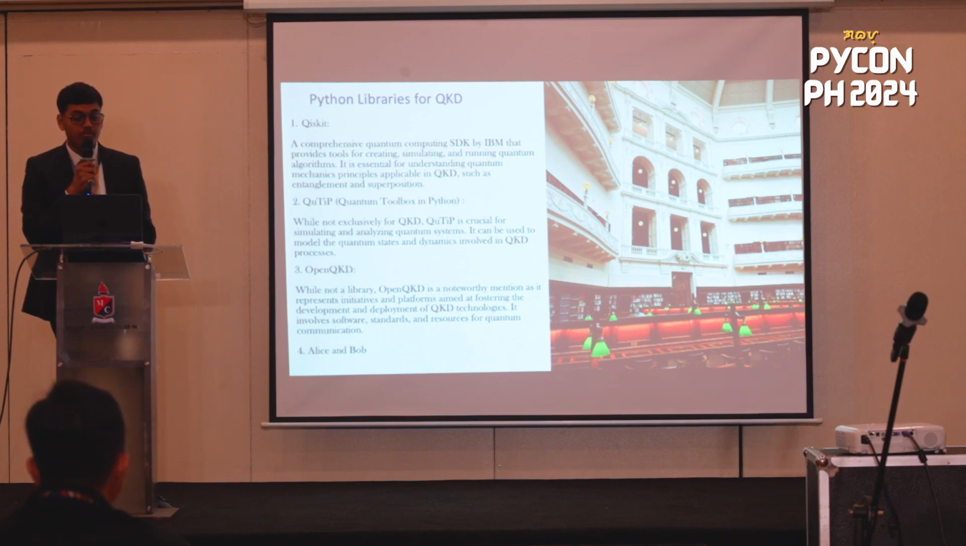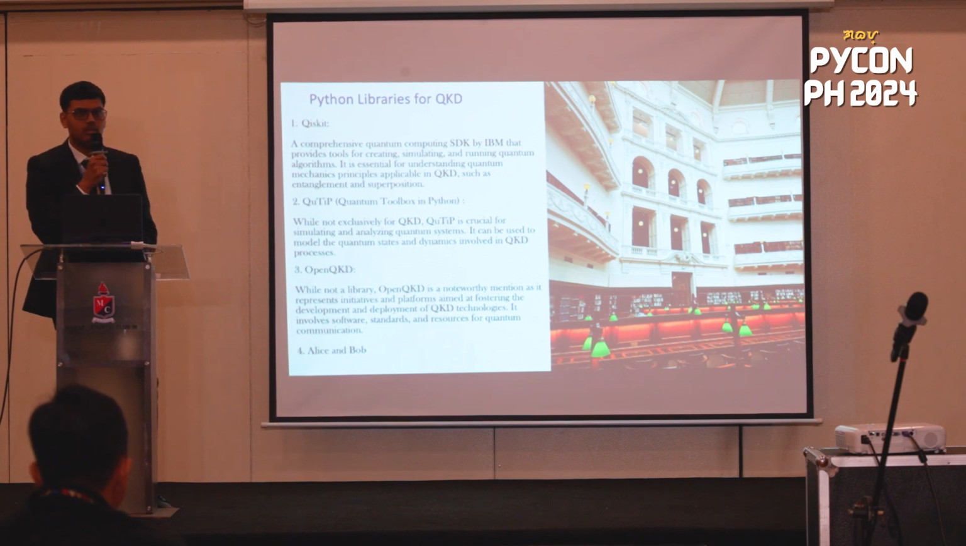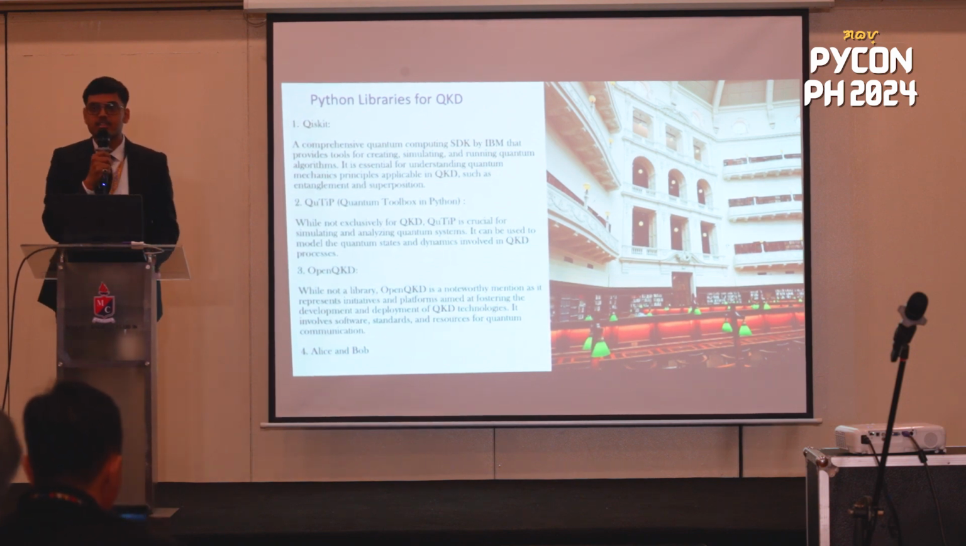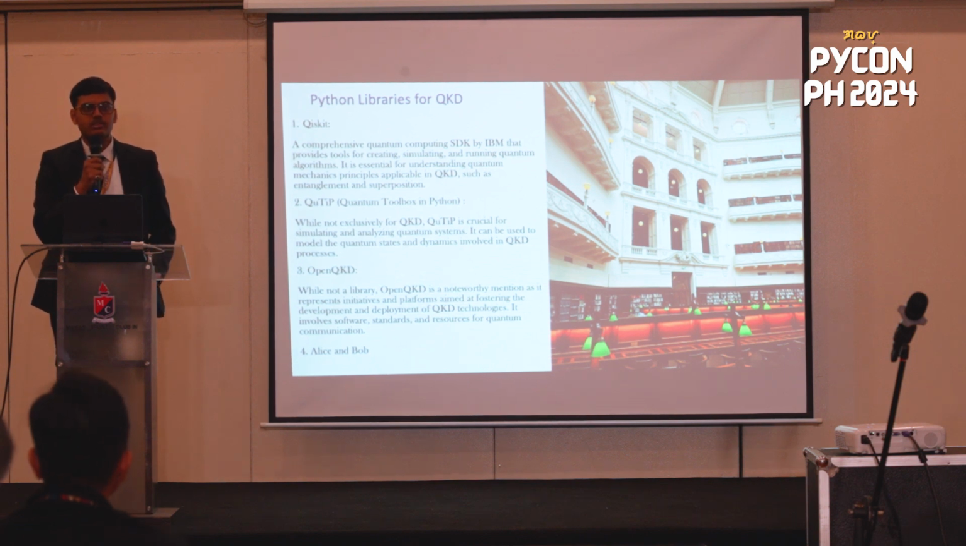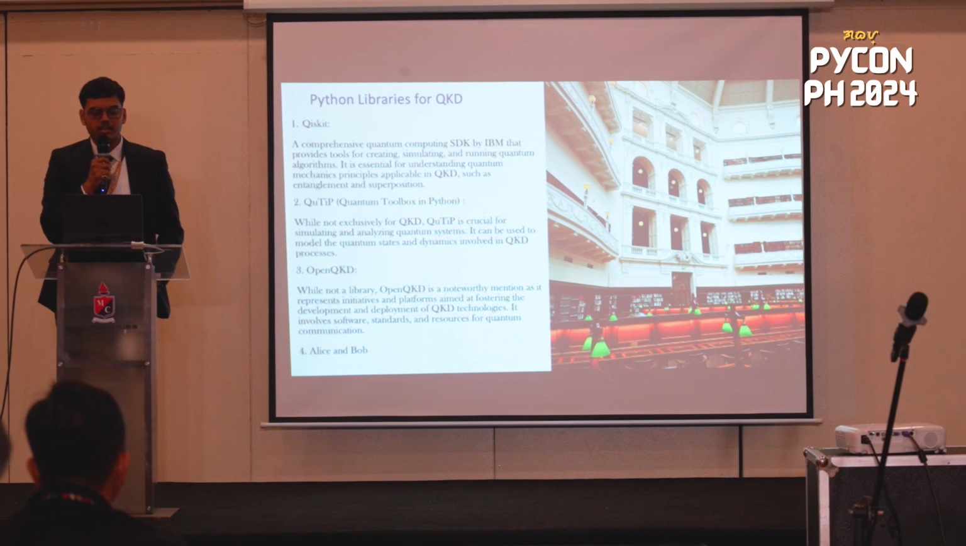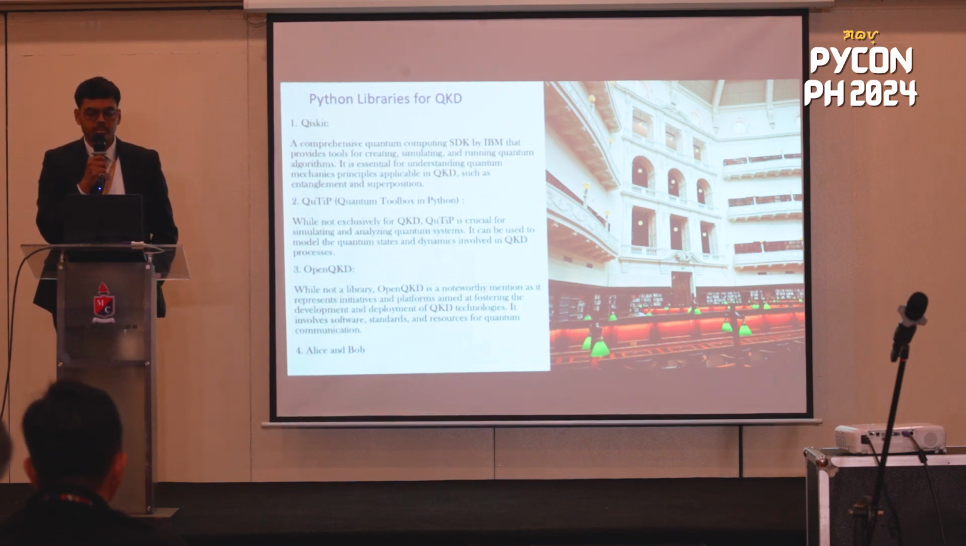Moving forward, I have mentioned a few more libraries which we use for quantum key distribution. First, we have Qiskit. Qiskit is a library, or we can say an SDK, developed by IBM, which allows us to program quantum computers. Qiskit is widely used nowadays. We also have Cirq, and we also have Microsoft Quantum, but Qiskit is widely used from a security perspective.